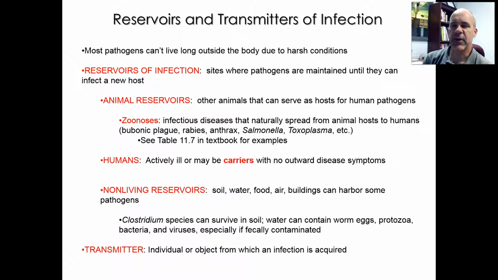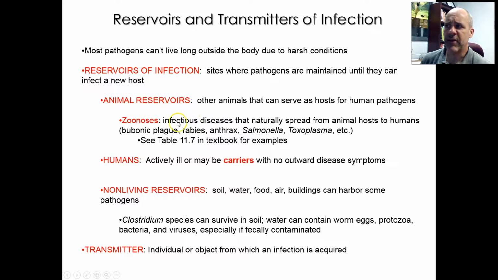All right, so there are two types of living reservoirs. You can have animal reservoirs, which are non-human, and then human reservoirs. Animal reservoirs: in some instances, other types of animals, generally mammals, will serve as hosts for human pathogens. Not all, but in some cases there are infectious microbes that are hosted by other types of animals, which you guys know. Think about rabies. You guys know lots of different animals can get rabies, not just humans.